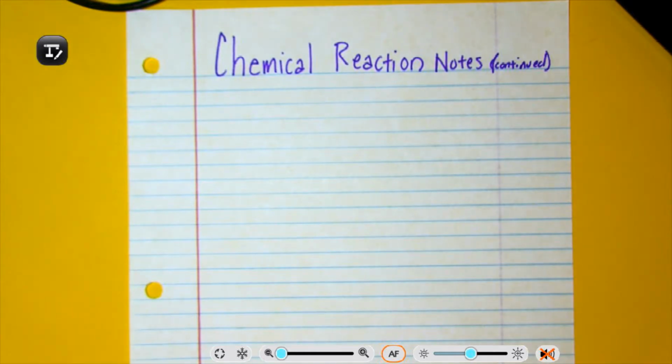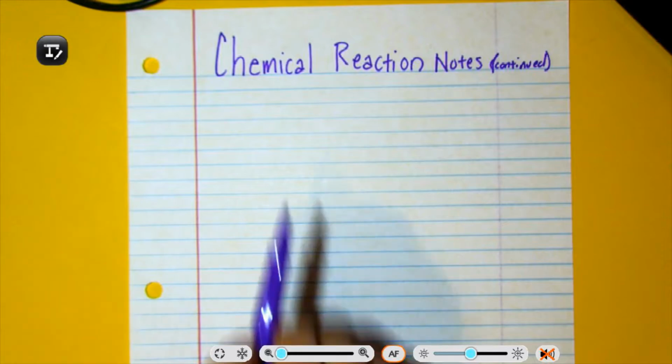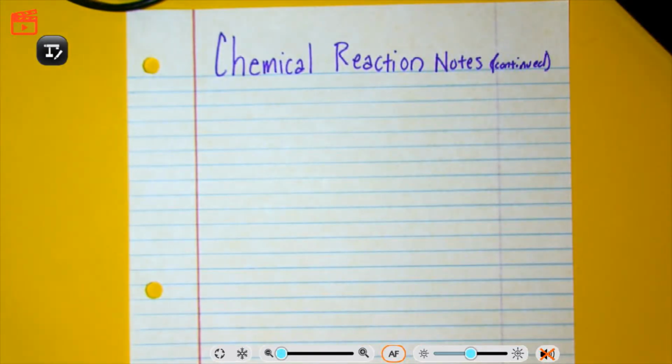Alright, so if you got a new piece of paper like I did, you can title it Chemical Reaction Notes Continued. I like how mine got smaller. It looks funny. So on our first one, we did our first essential question: what determines a chemical reaction has occurred, and how can we tell a new substance has been formed? Alright, and we took notes.